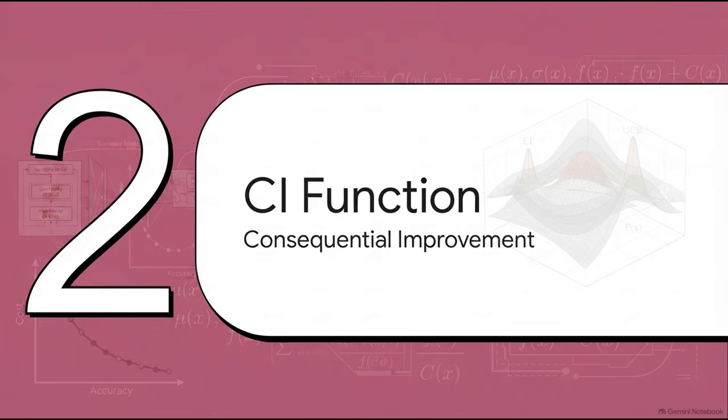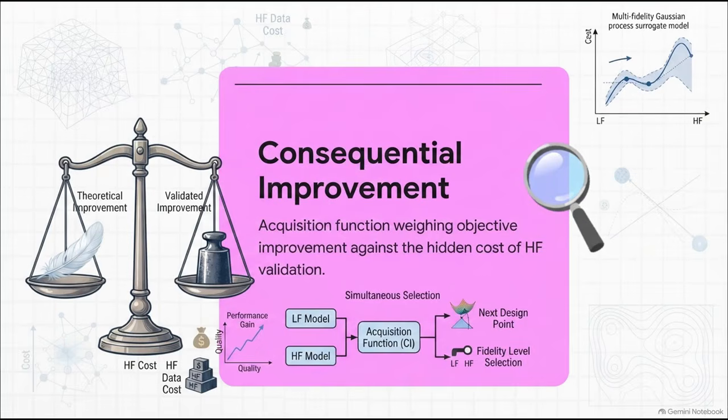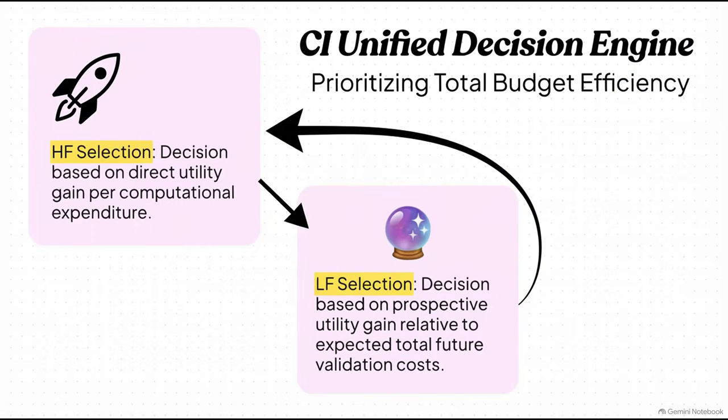Which brings us nicely to Section 3, the Consequential Improvement, or CI function itself. Enter consequential improvement. By formalizing this concept, the model actively prioritizes actual, validated improvements over cheap theoretical ones. It's a completely novel acquisition function that selects your next design solution and the fidelity level at the exact same time. How? By weighing the anticipated improvement directly against the total, real-world cost it's actually going to take to prove that improvement is legit. Let's look at how the math actually shakes out.